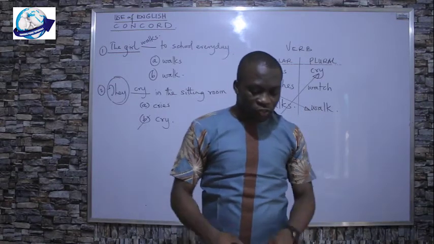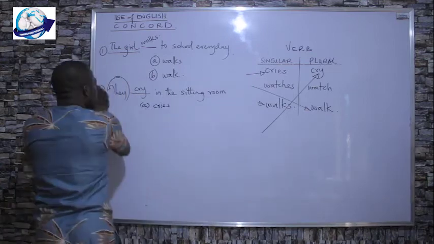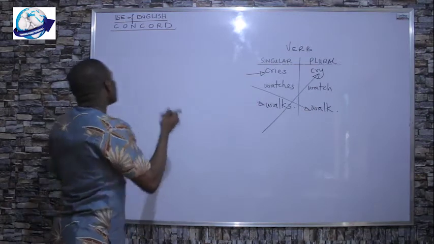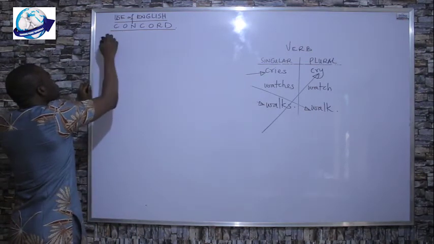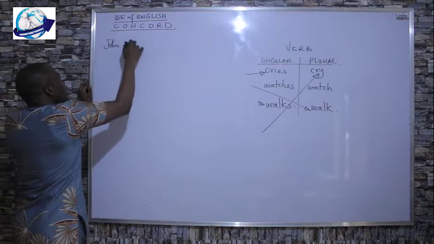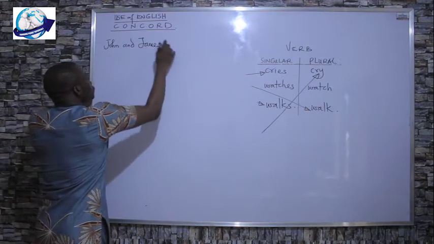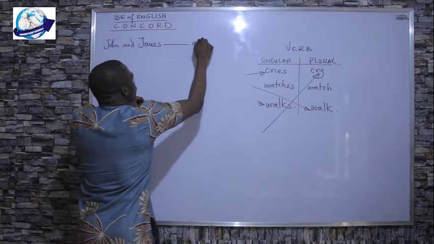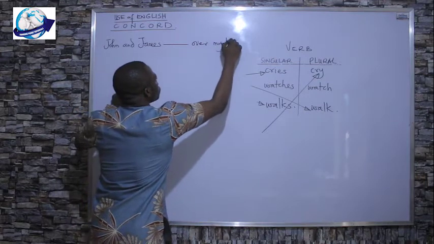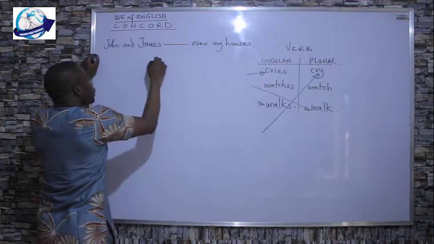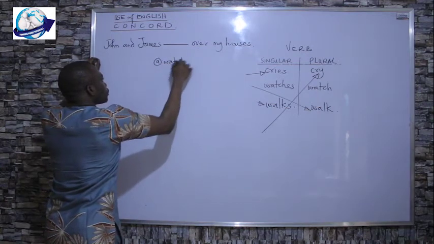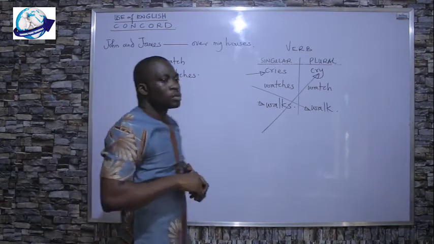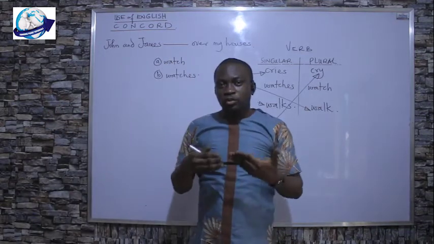Now, please try to understand this so that you don't get it wrong. What if you come in this fashion? Let me put this down as example 3. Please, these are introductory examples. What if I come to say, John and James dash over my house. A, watch. B, watches. Now, what do you take? The question is, who is carrying the action?